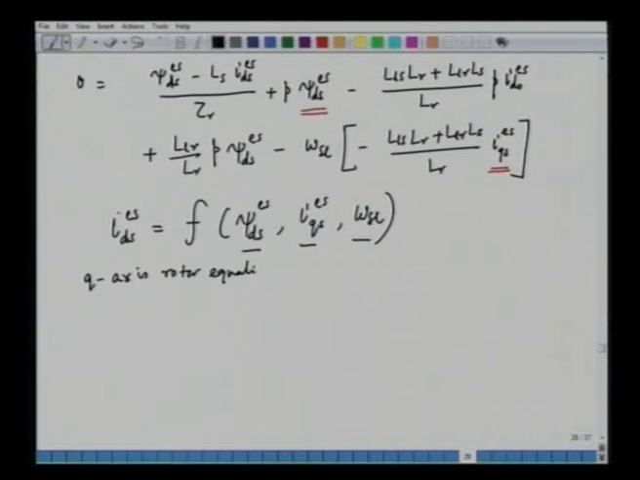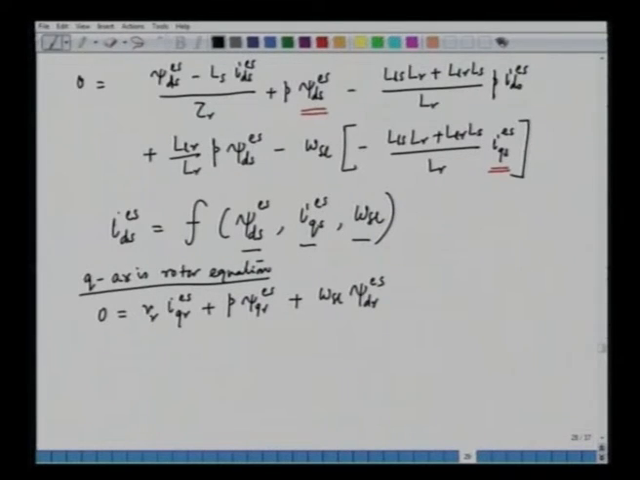in the stator flux reference frame, we get the following after simplification. This is the rotor equation, plus P psi QR ES plus omega SL psi dr ES. Now we can simplify this.